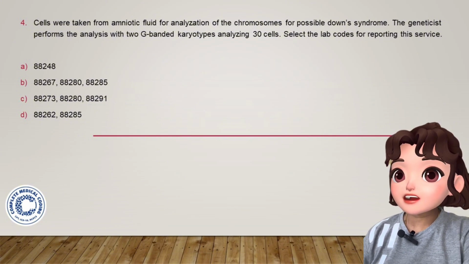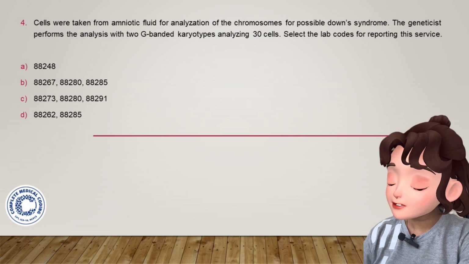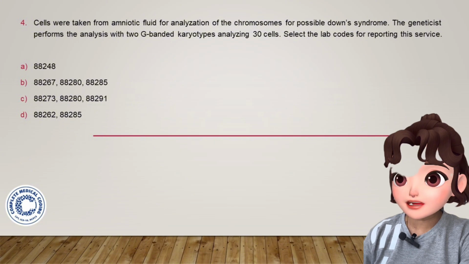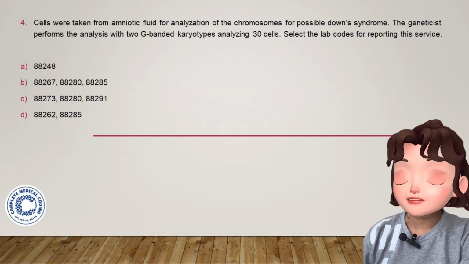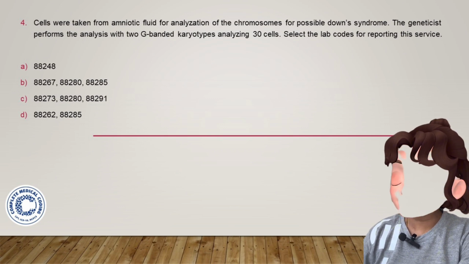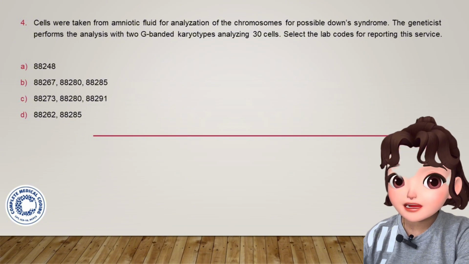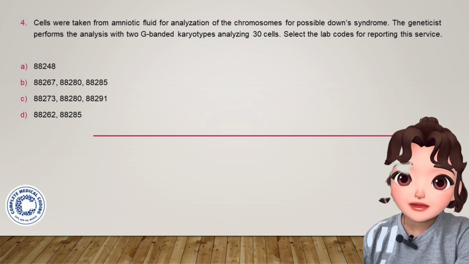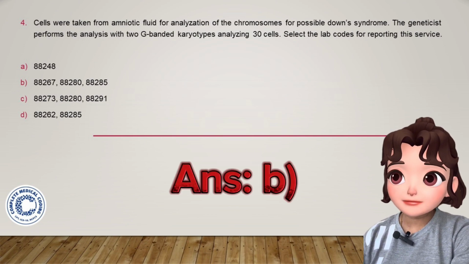If you want, you can check the other options also. Option C, 88273. What is 273? Chromosomal in situ hybridization. This is not in situ hybridization. So leave that. If you check option D, 88262, it's mentioned just chromosome analysis. It doesn't mention any amniotic fluid or from where the sample is taken. That is mentioned clearly in option B, 88267, amniotic fluid. Okay. So our answer will be option B.